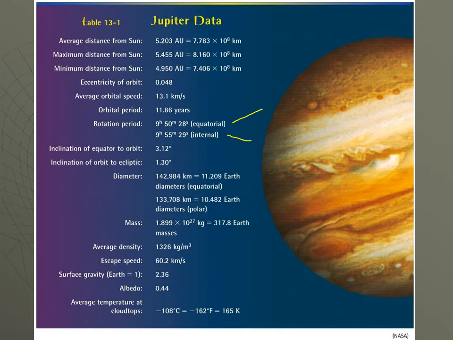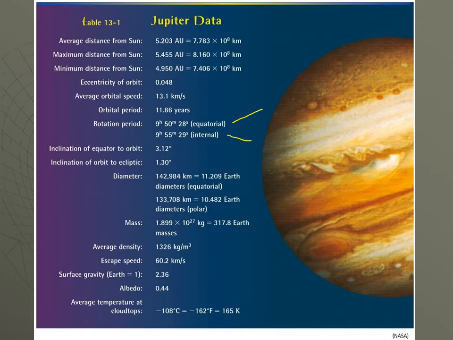The inclination is very low. It's only tilted 3 degrees. So that's much, much less than the other worlds we've talked about. And the orbit is tilted about 1.3 degrees from Earth's orbit. Remember, Earth's orbit around the Sun defines the ecliptic. All the planets orbit pretty close to the ecliptic.